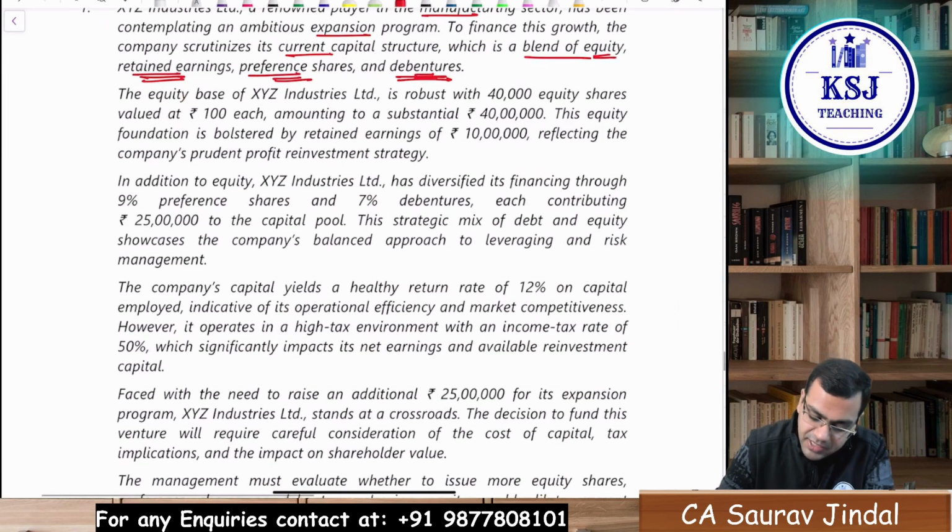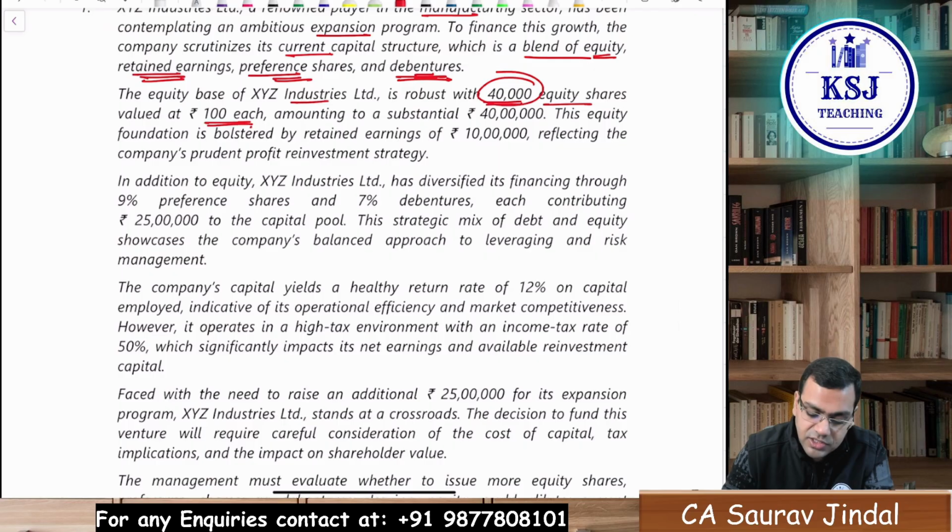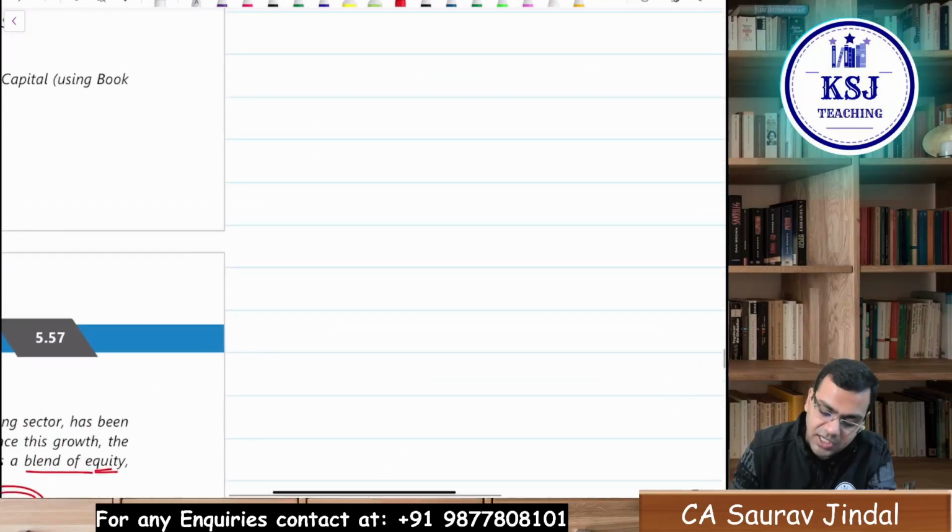The equity base of XYZ Industries is robust with 40,000 equity shares valued at rupees 100 each. Right? So these are the number of equity shares given, 40,000 shares, rupees 100 each, amounting to a substantial 40 lakh rupees. This equity foundation is bolstered by the retained earnings of 10 lakh, reflecting the company's prudent profit reinvestment strategy.